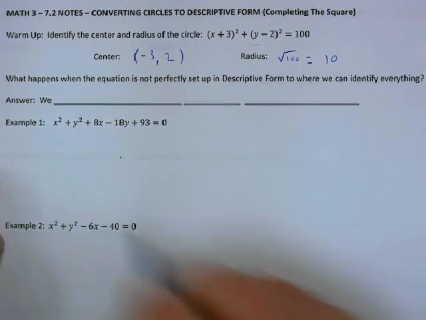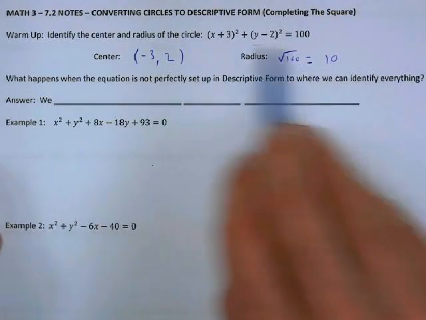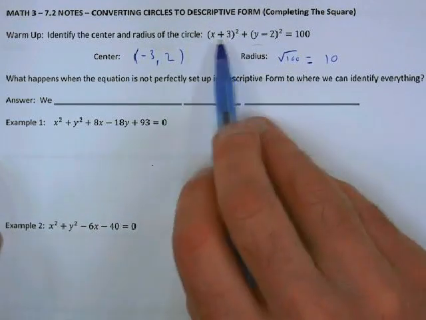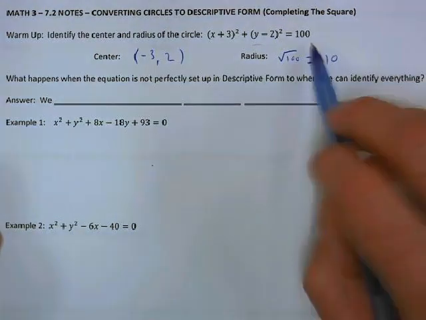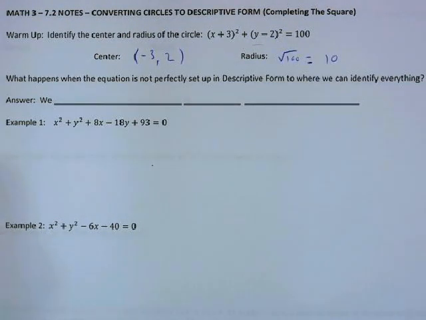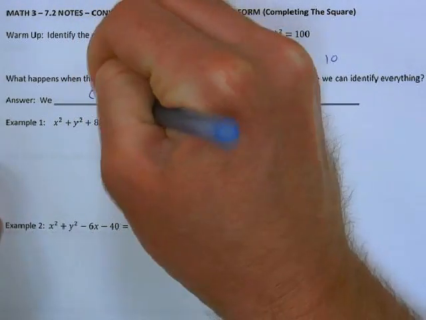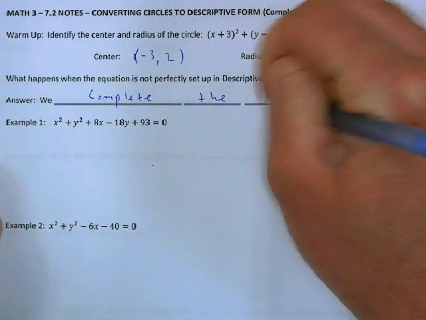All right, now like it says down here, what happens when the equation is not perfectly set up in descriptive form, which this is descriptive form, to where we can identify everything? Because, for example, if this was multiplied out and this was multiplied out and we combine whatever like terms we had, and maybe we subtracted the 100, put it on the other side. Well, can we identify the center and the radius if it's a big mess like that? No. So when it's not in this form, what we have to do is complete the square, and that's what goes in the blanks here. Complete the square.